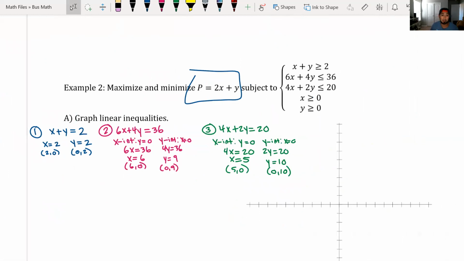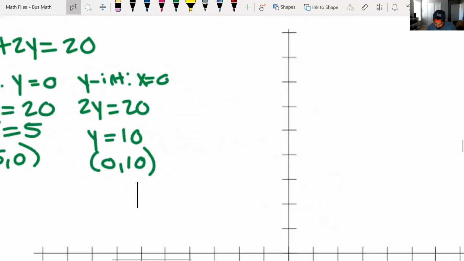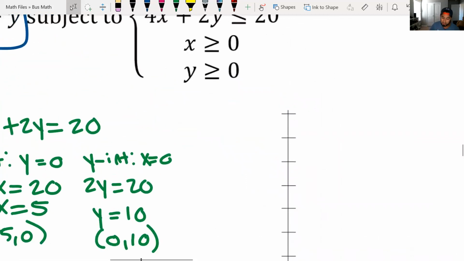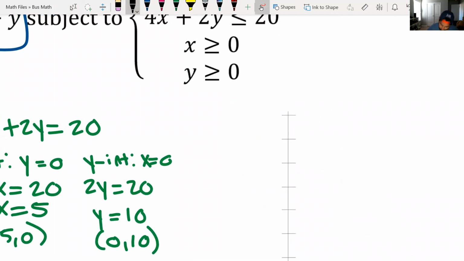All right, not bad. So now we can graph, and looking at my x values, I have 2, 6, and 5, so that is good. And then my y values, 2, 9, and 10. I think this graph is weird because it only goes up to 9. Let me see. 1, 2, 3, 4, 5, 6, 7, 8, 9. So I'll just add our 10 in. There we go.